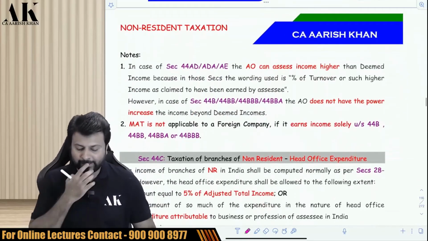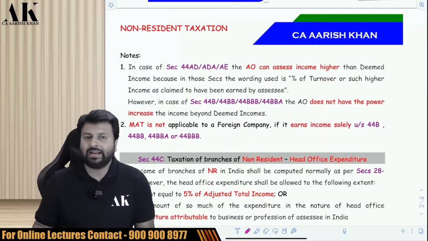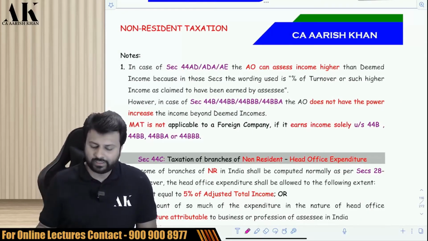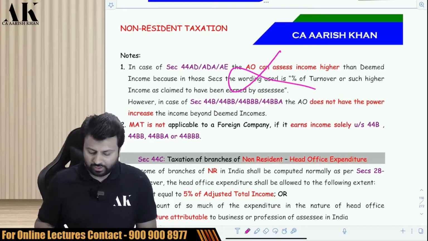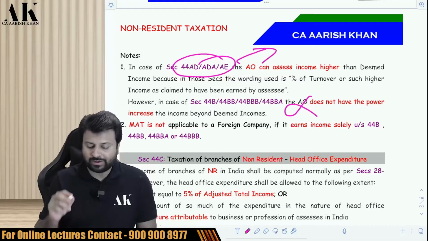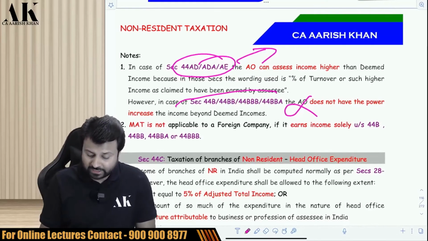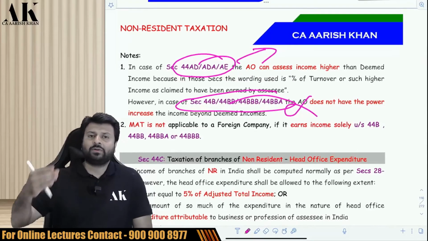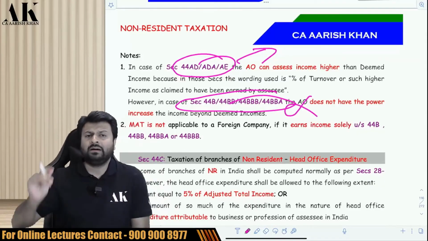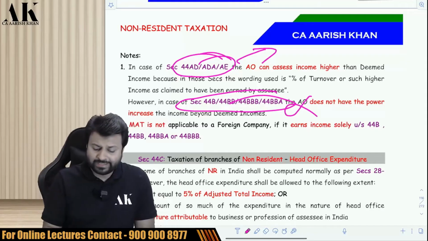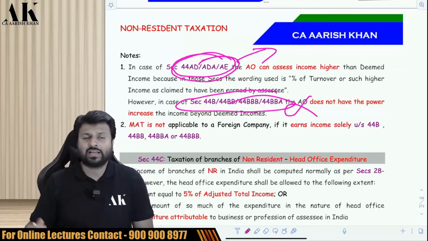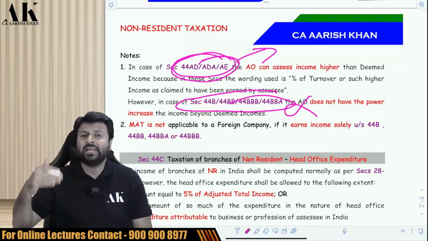Next. Can the AO tell that the income you are showing as 10% is actually 12%, 13%? That is not allowed in these sections. But yes, in the other sections the AO can assess your income at a higher rate also. In these sections the AO has to accept 7.5%, 5%, 10%, 10%. Whatever is the deemed income, that AO has to accept. But in the sections which we have done in PGBP, the AO can also inflate your income if he feels that your actual income is low and is more than your deemed income.